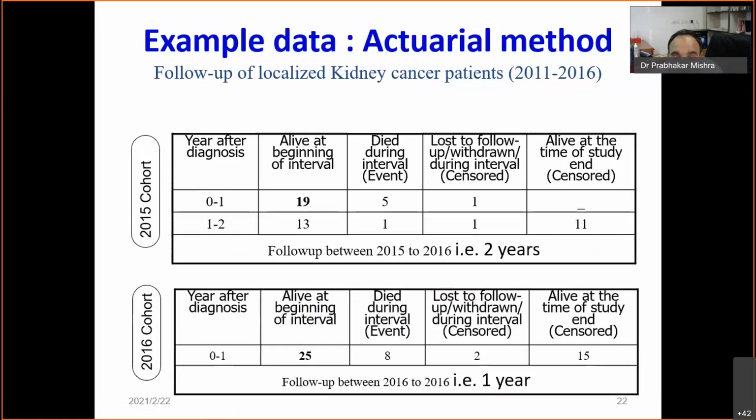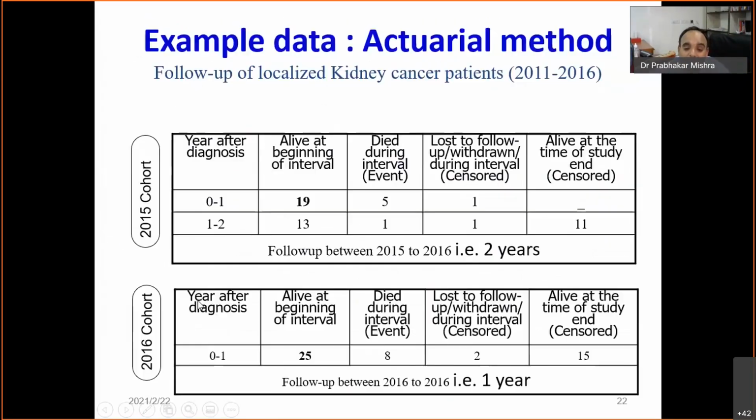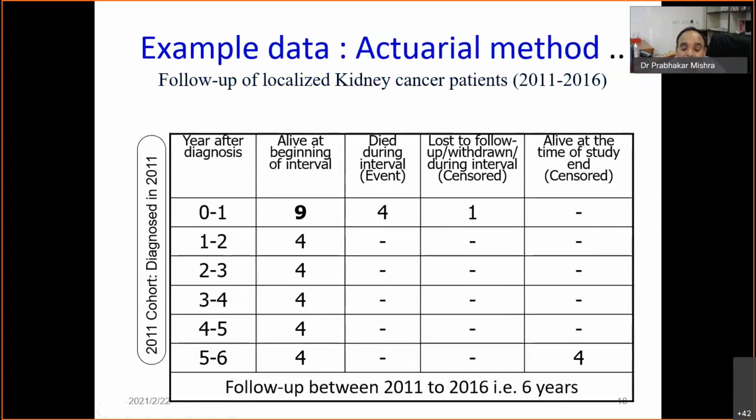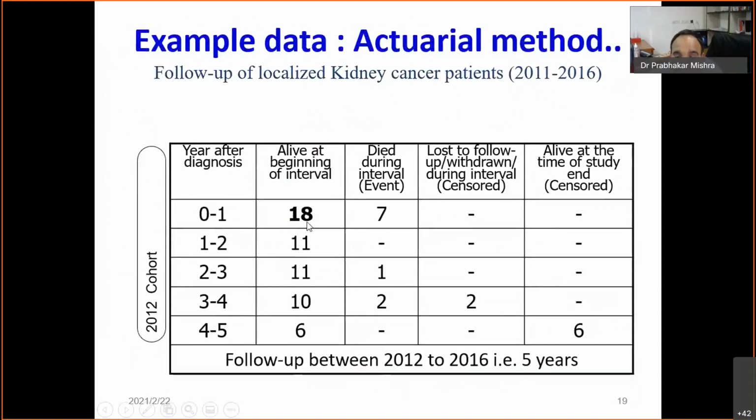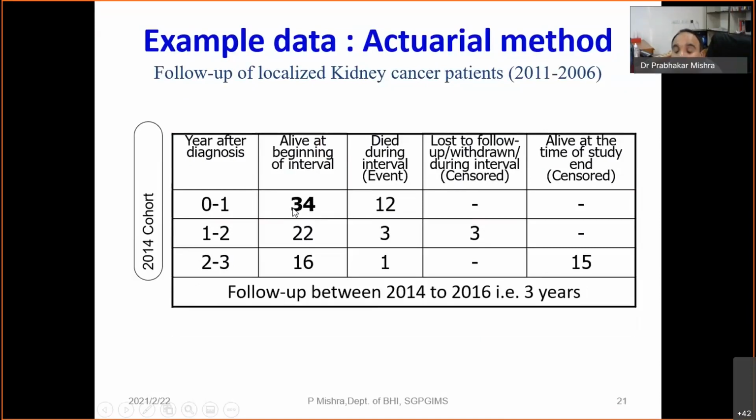So if we combine all the first years, 0 to 1, how many patients will be here? First year is the first patient count. See, in first year 9 patients entered, then 18: 9 plus 18 is 27. Then 21, that makes 48, then 48 plus 34 is 82.